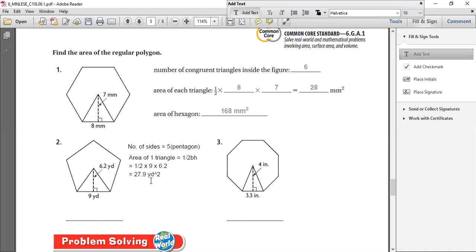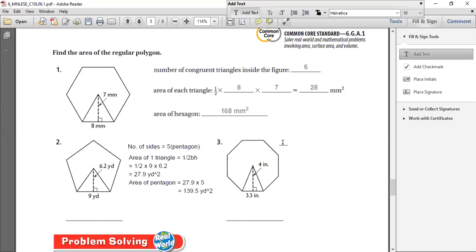Okay, now we are going to find the area of the pentagon because it has 5 sides. So we are going to multiply 27.9 by 5. If you multiply 27.9 by 5, you will be getting 139.5, and also your answer should be in square yards. Hope you have got the answer for this right. It should be 139.5 square yards. You have to be very, very careful when you're multiplying decimals. Okay, because here there will be 2 decimal points, so you have to be very careful.